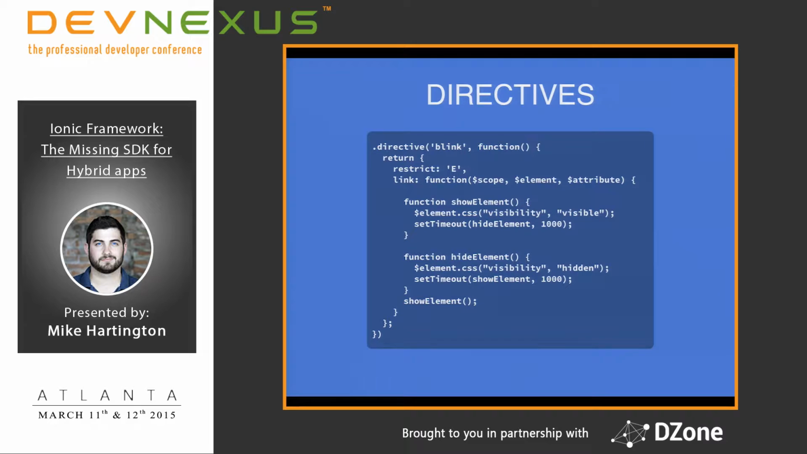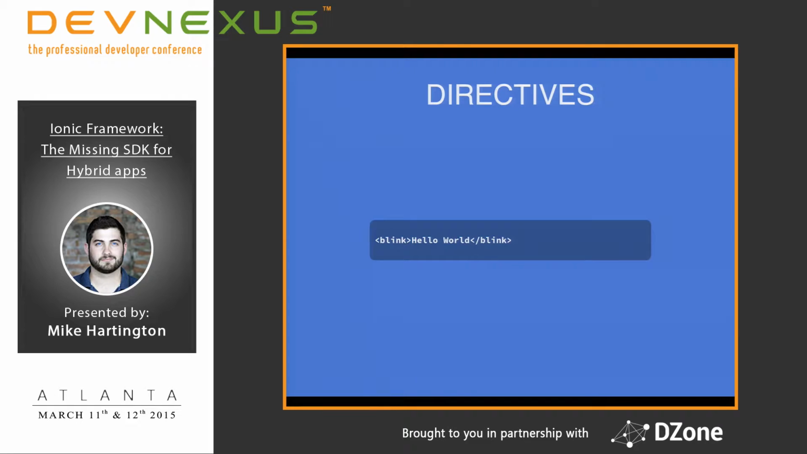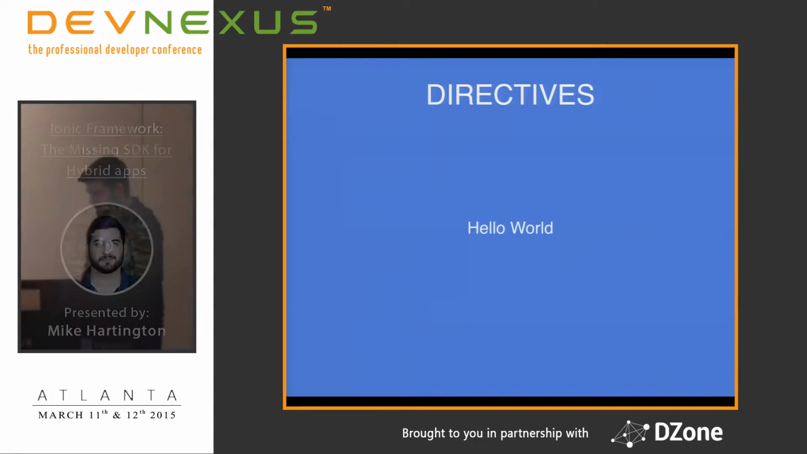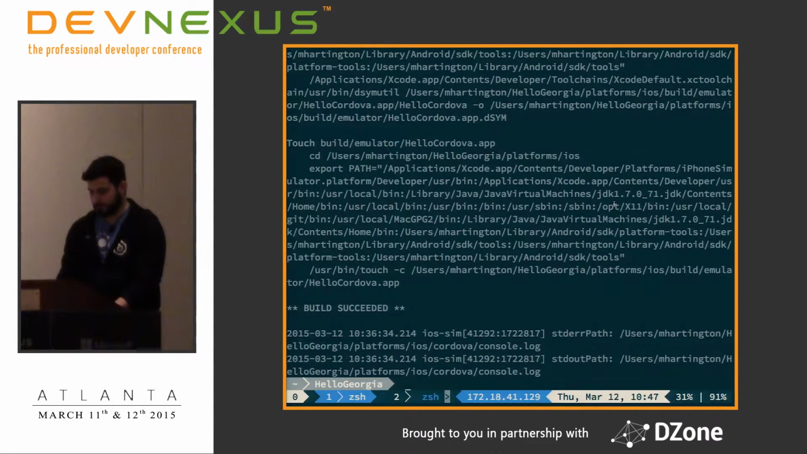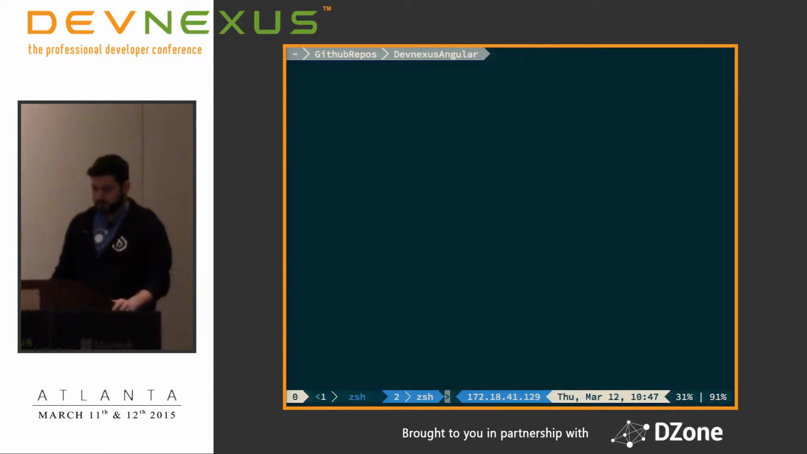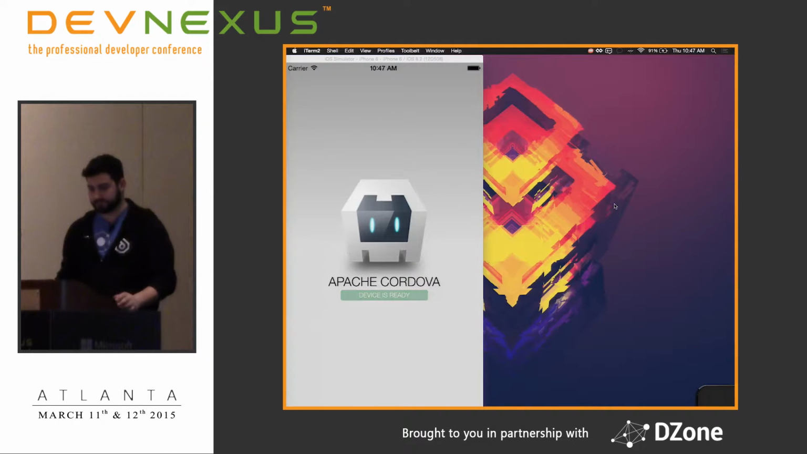So when you want to actually use it, it's just going to look like this. But when the user actually loads the page, you should get something similar to that. So how does this all come together? Actually, go back to the terminal. So I have this little demo. I'm going to start up a server. Hopefully that'll load. Cool.